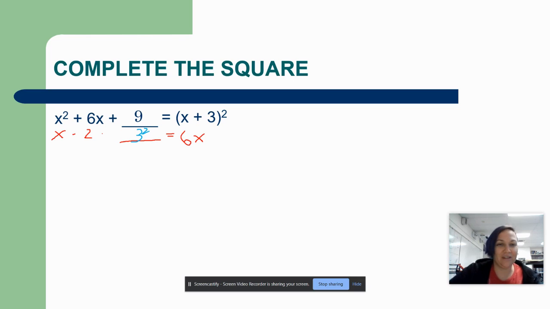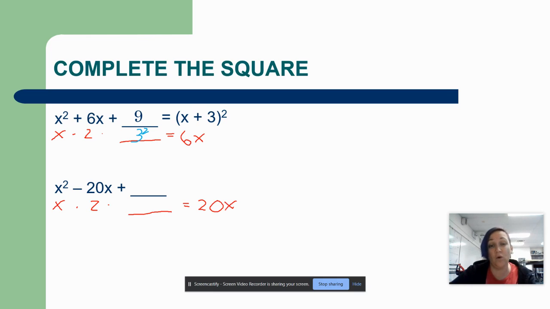All right, let's try another one. Okay, so here's my next problem. Again, I'm going to square root the first number. I can't square root the last number because there's not a last number, so I'm going to put a blank space. And when I times this by 2, I should get the middle term. Now remember, we're not paying attention to the sign of the middle term right now. The sign is going to come into play when we do our parentheses squared. So for right now, ignore the sign and just do the 20x.